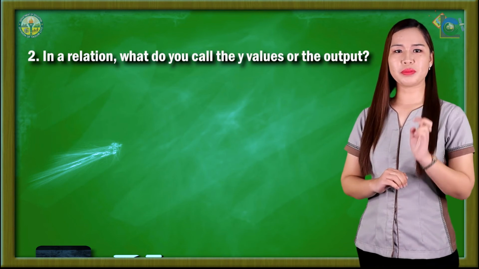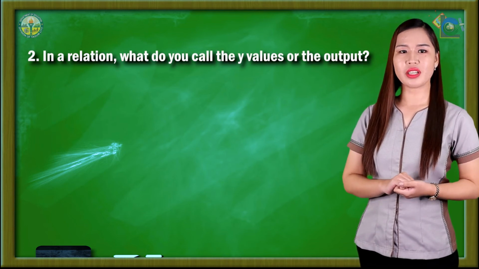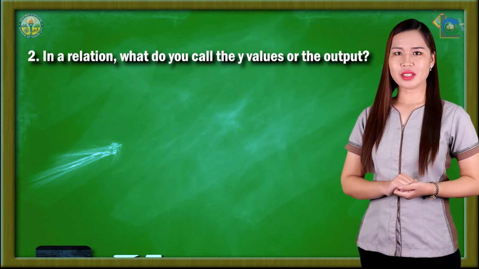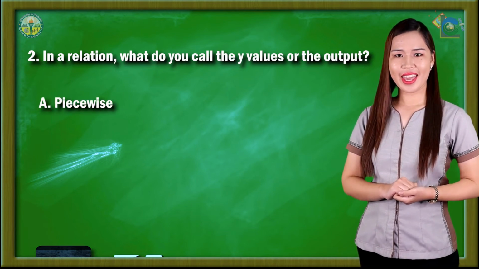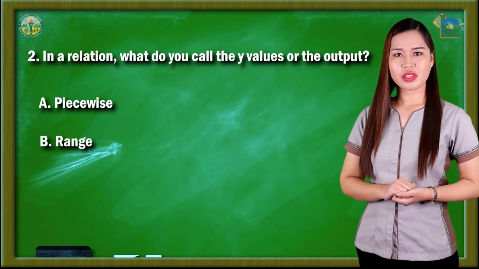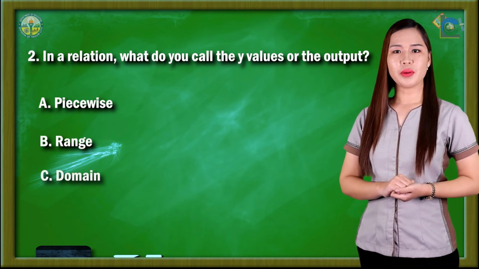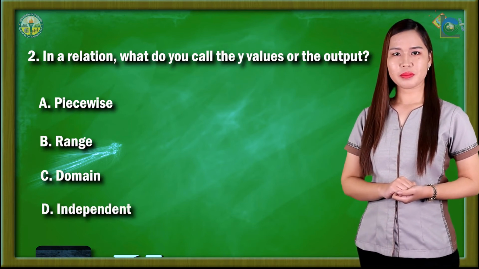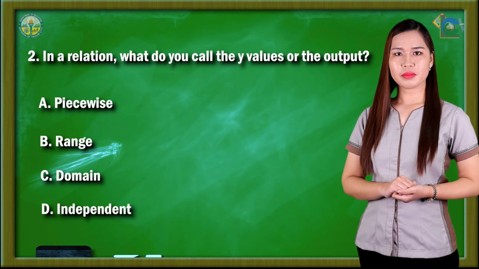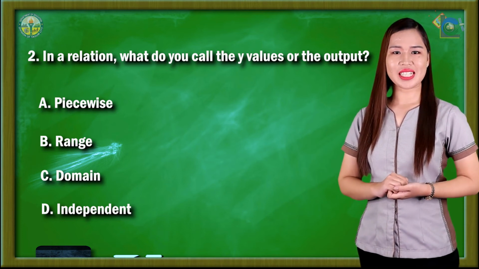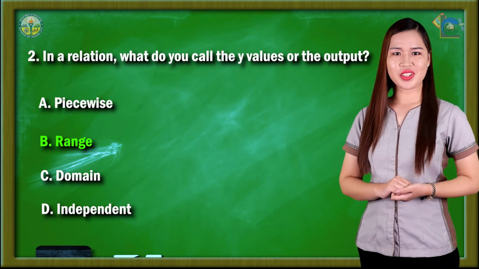Item number 2. In a relation, what do you call the Y value or the output? A. Piecewise. B. Range. C. Domain. And D. Independent. The correct answer is letter B. Range.